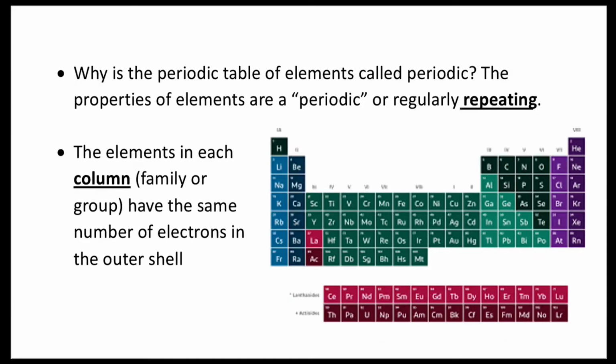So why is the periodic table of elements called periodic? The properties of elements are periodic, or regularly repeating. The elements in each column, so this is going up and down, are known as a family or a group. These have the same number of electrons in their outer shell. So this is what's known as the valence electrons. We'll get into these later.